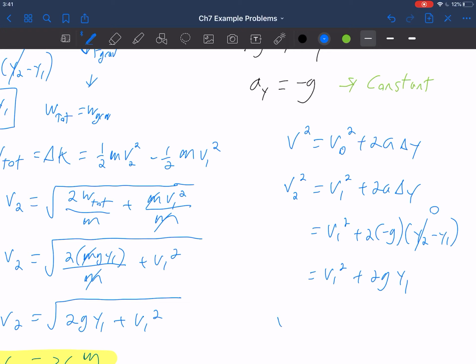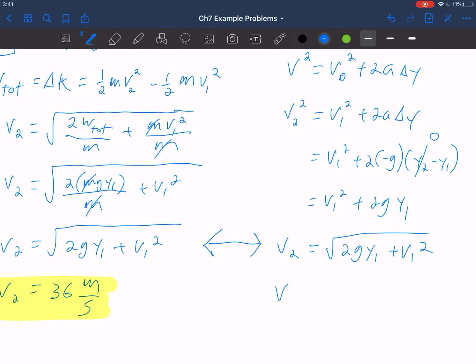And so that means that the final velocity of the ball is equal to the square root of, just rewriting this in a little bit different order, 2gy1 plus v1 squared, which again is exactly the same equation we derived using method 1 and method 2. And so we can now plug in and find that the velocity of the ball is equal to 36 meters per second. Okay.